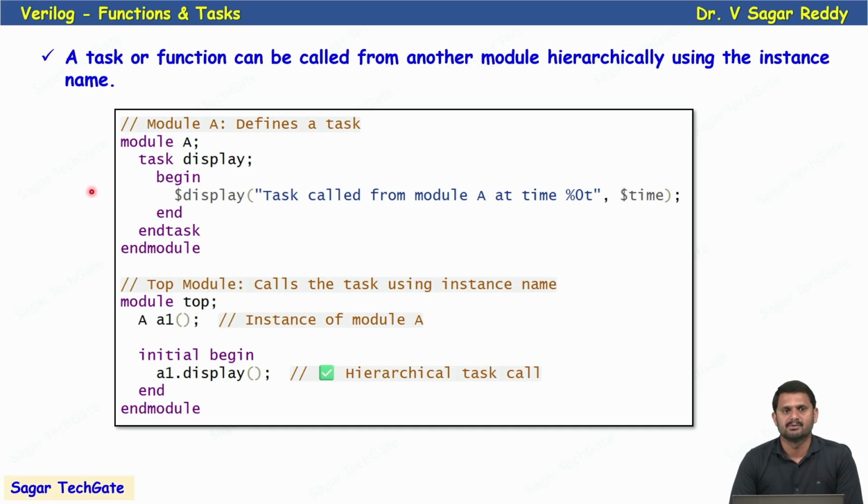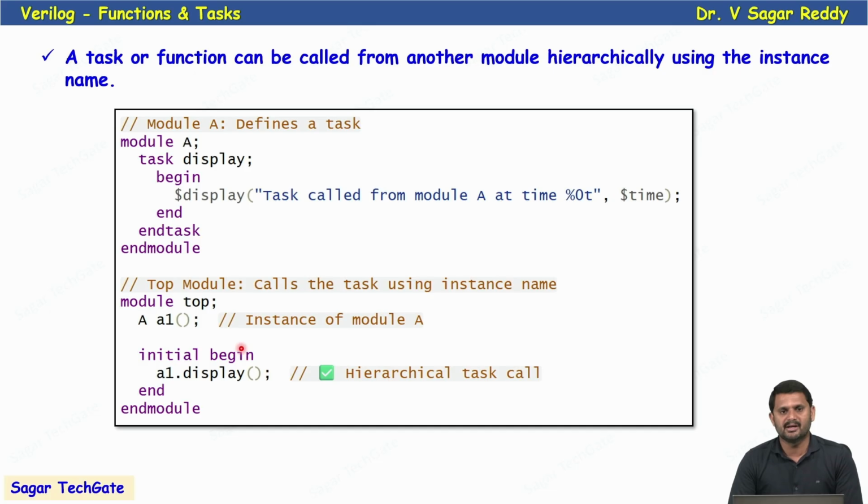Hierarchically using the instance name. So I define a simple module, module A. In that I define a simple task display, begin, end task, end module. Here I write just one single display statement in the task. It returns the current simulation time. Now I define another module, the top module. So module top. I instantiate module A using an instance name A1. Clear? Now I have instantiated module A.